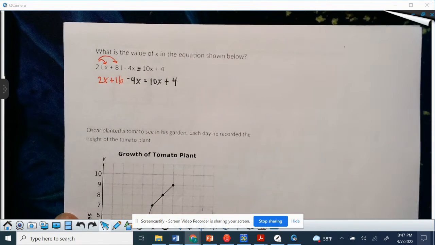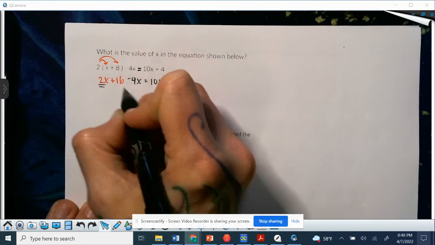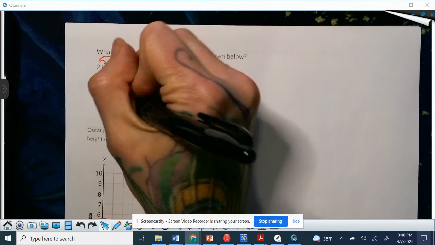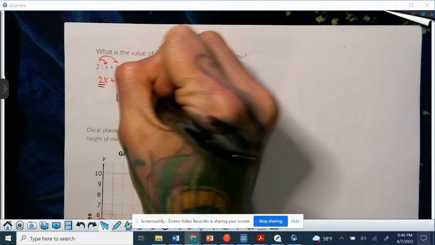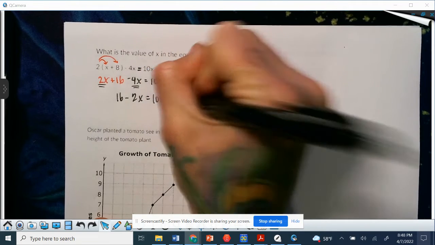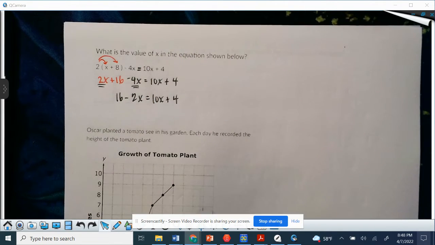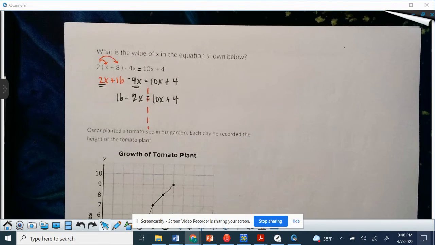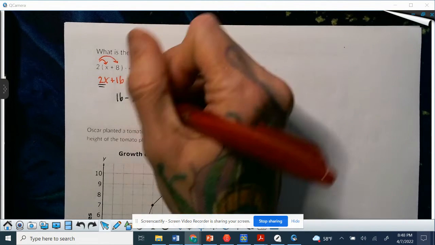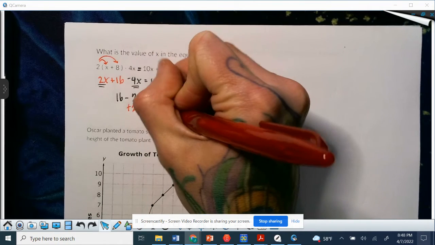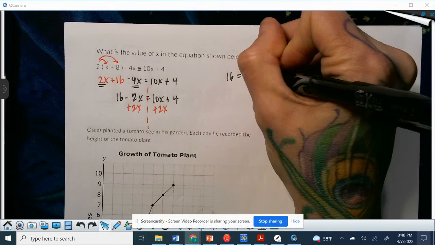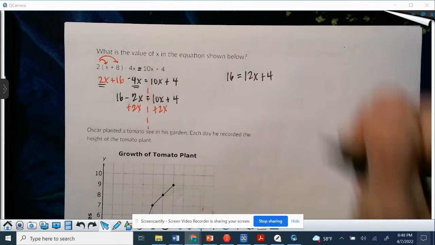We're going to clean up, combine like terms on each side first. So if I owe you $4 and I pay you $2, then it's going to be 16 minus 2x equals 10x plus 4. Now we need to get our variables on one side and our whole numbers on the other. Again, the great divide, if it's crossing over, it has to switch signs. I'm going to work towards the positive x. So I end up with 16 equals 12x plus 4.